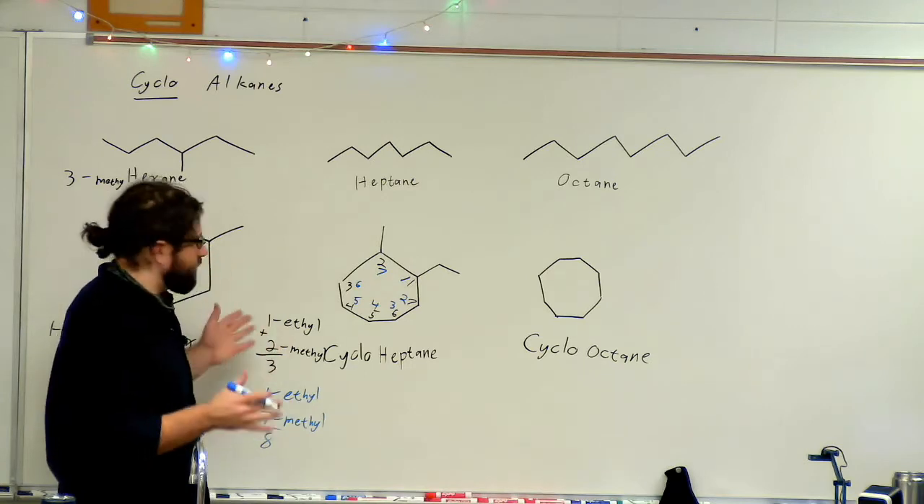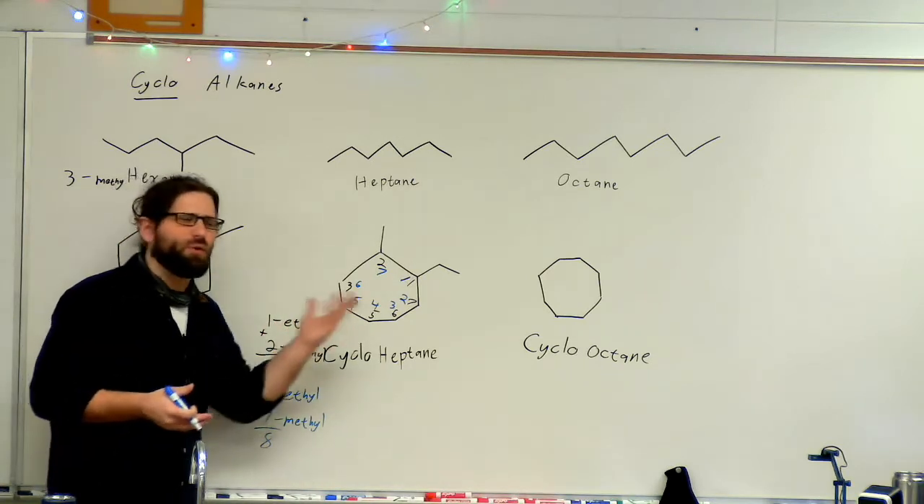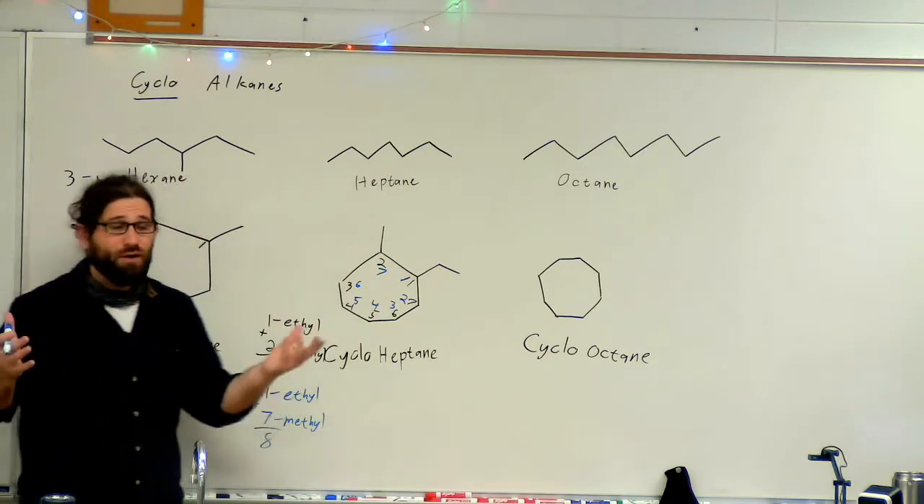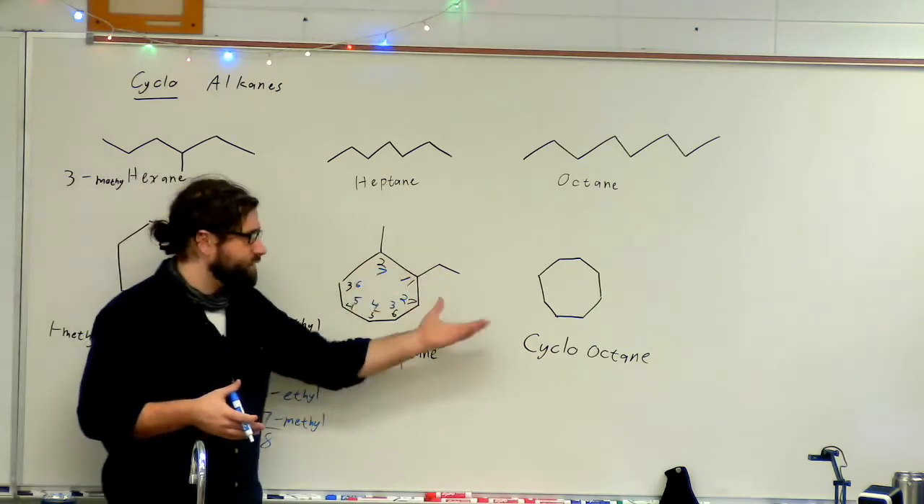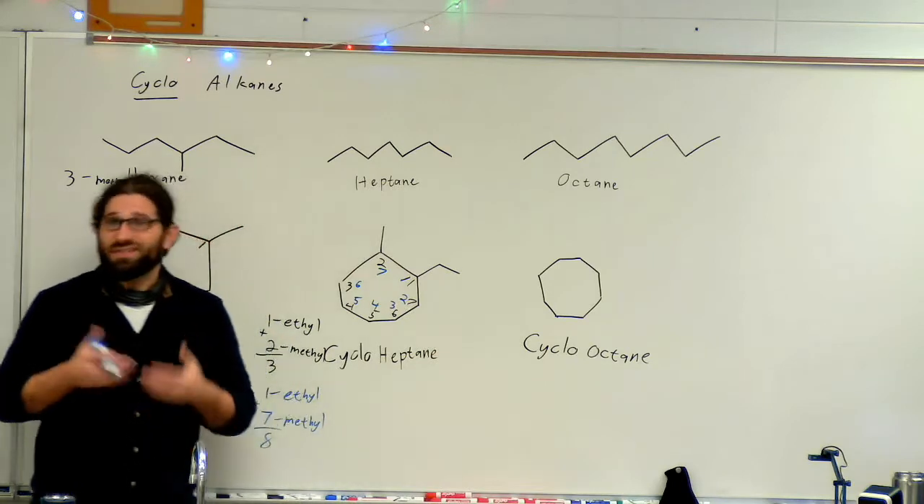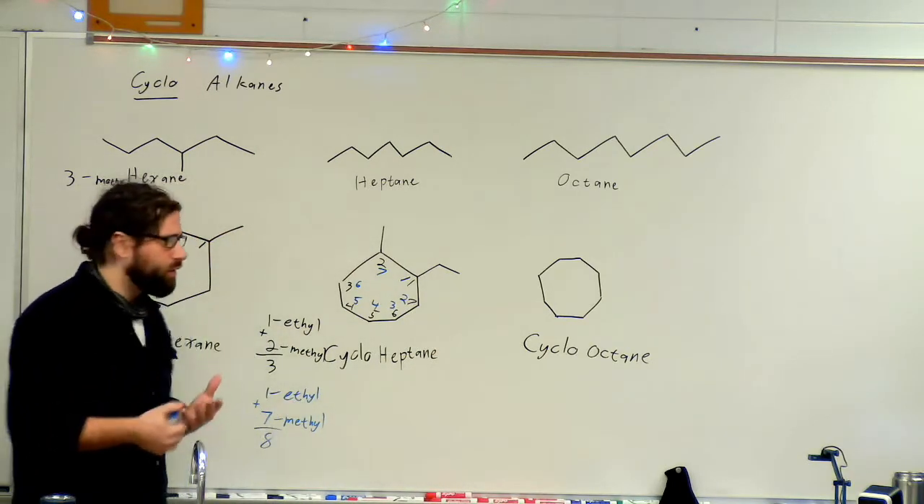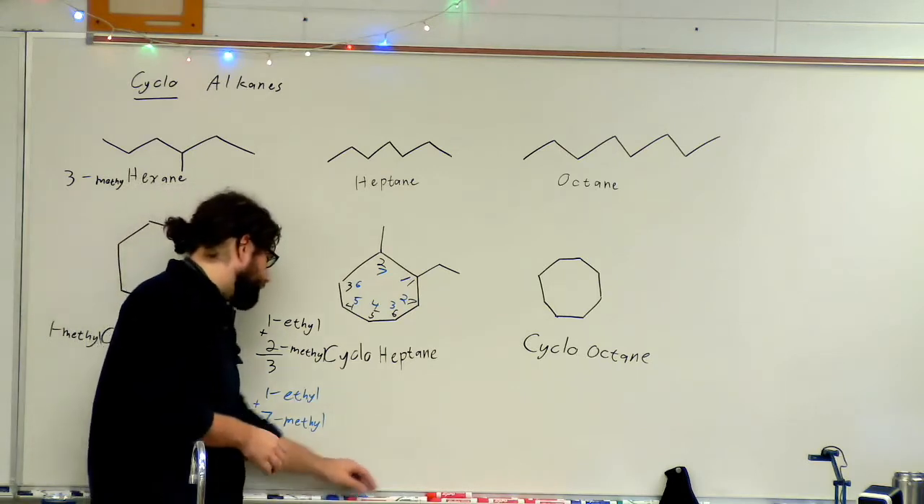This seems really simple, and why would I go through this whole process for just these 2 functional groups? But when we start to get bigger and bigger functional groups and bigger cycloalkanes, then it's actually going to start to matter. We're going to have to be able to figure out what is our lowest number. We're going to have to figure out those priorities.